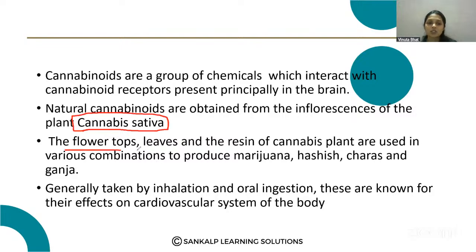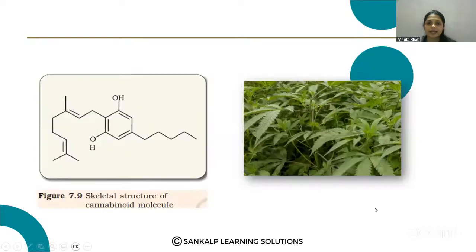The flowers, tops, leaves and resin of the cannabis plant are used in various combinations to produce marijuana, hashish, charas and ganja. So how are they generally taken? They are taken by oral ingestion and also by inhalation. So that is the cannabinoids.